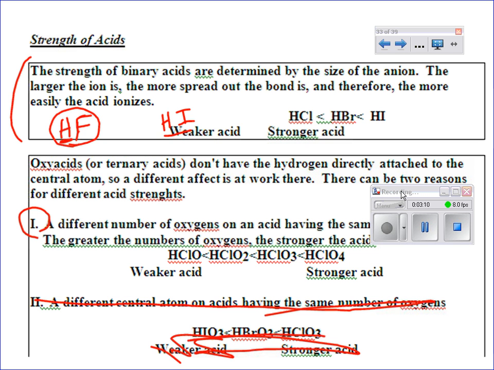HI, which is huge, not quite as high in electronegativity, is more apt to release the H and dissociate. Okay, and so that's the trend. As you go up the chart, it gets weaker and weaker and weaker. The acids do, the binary acids. Make sense? Okay.